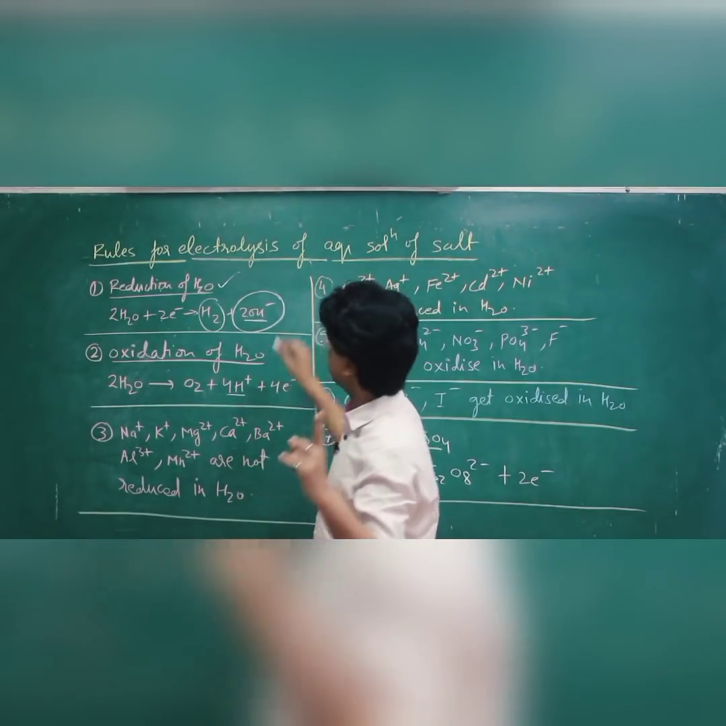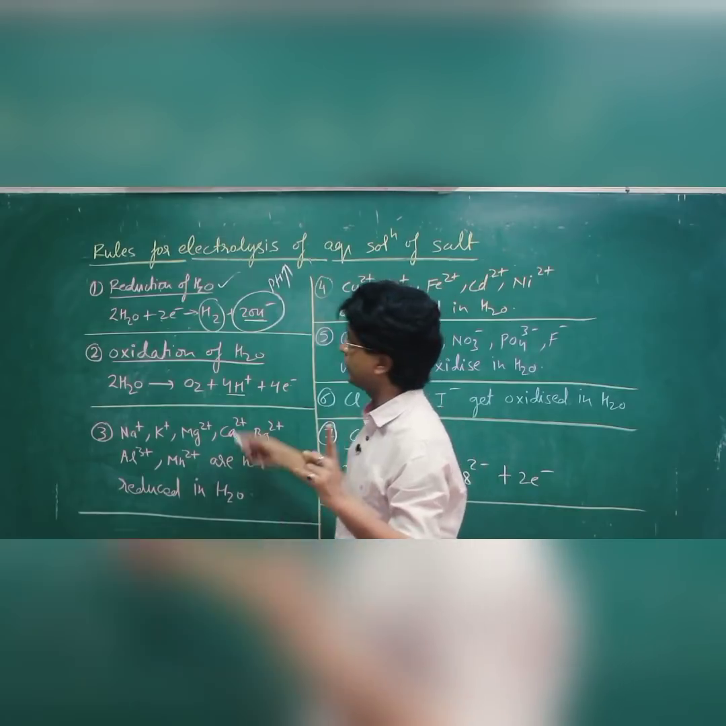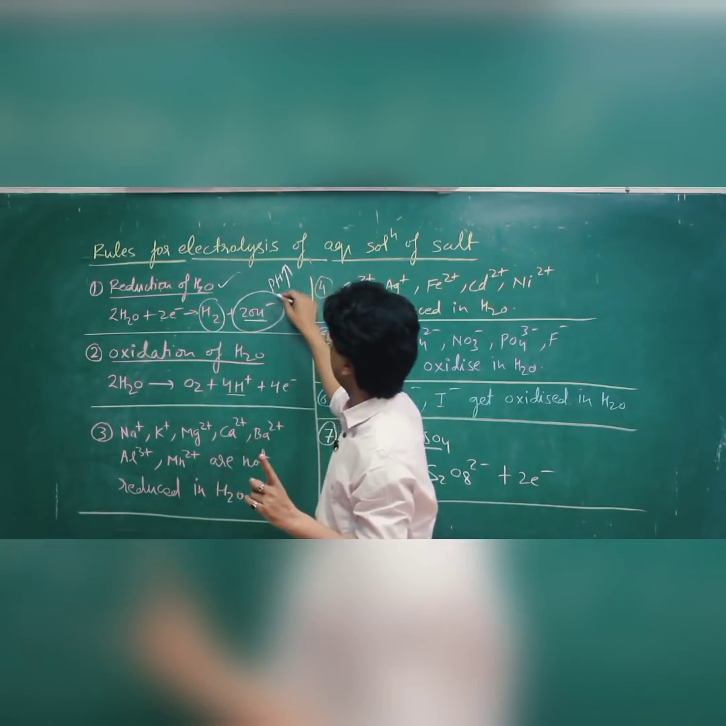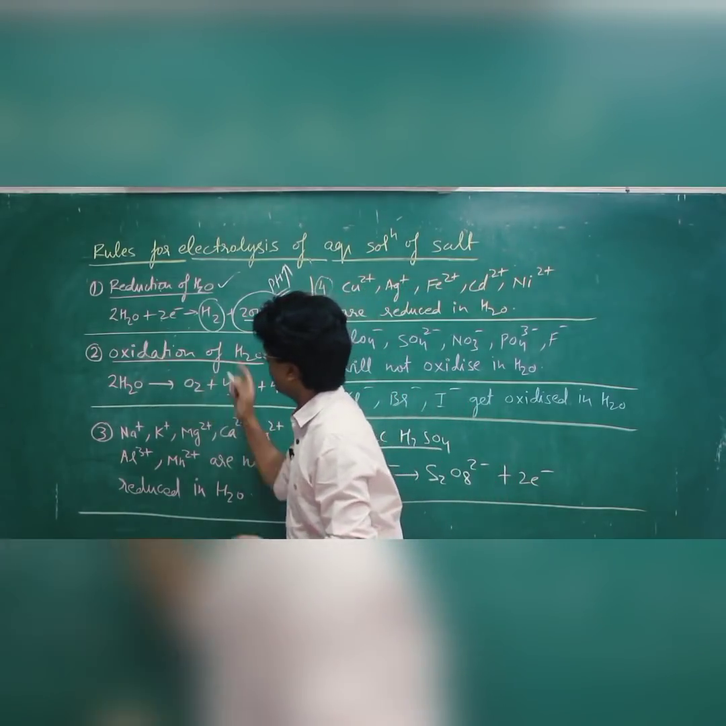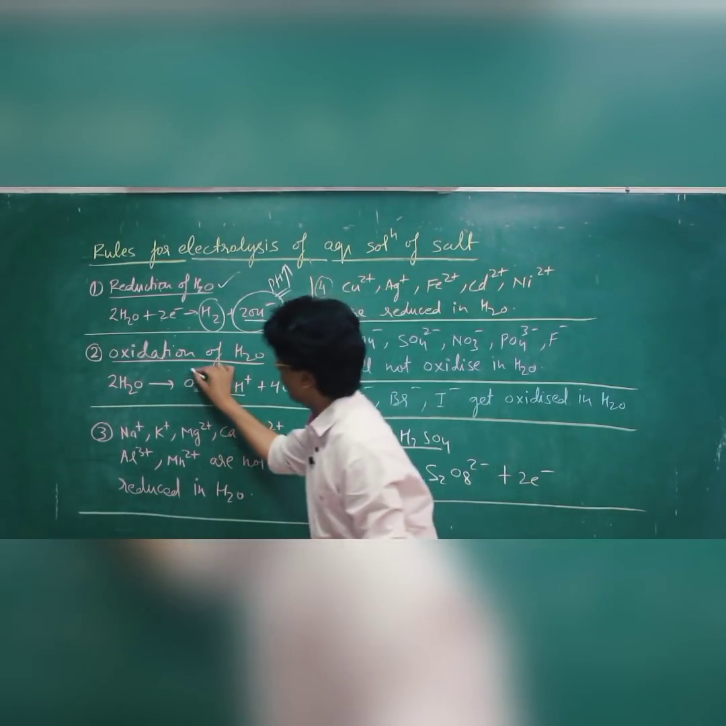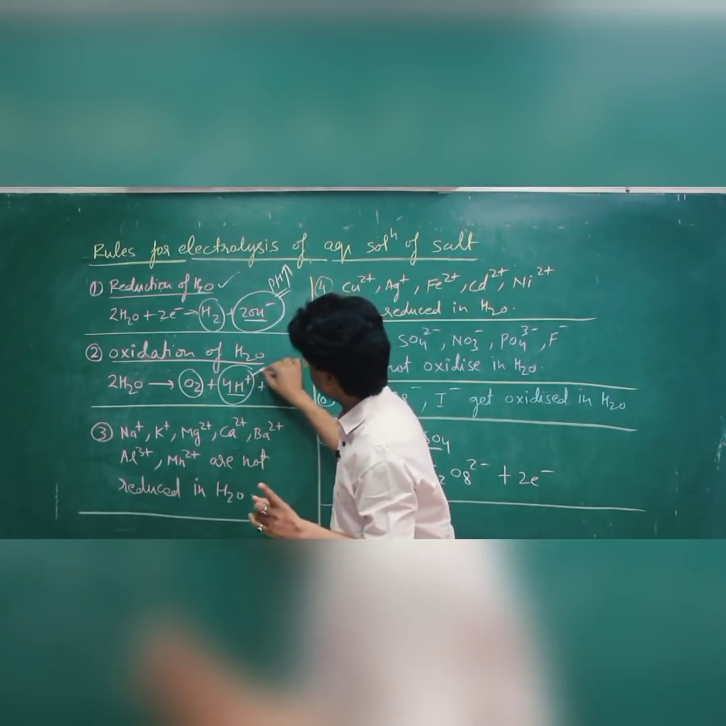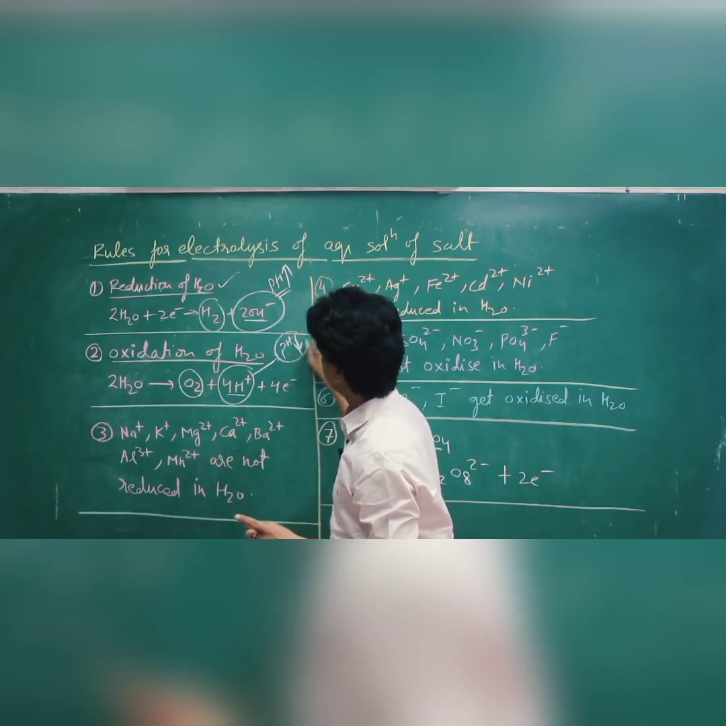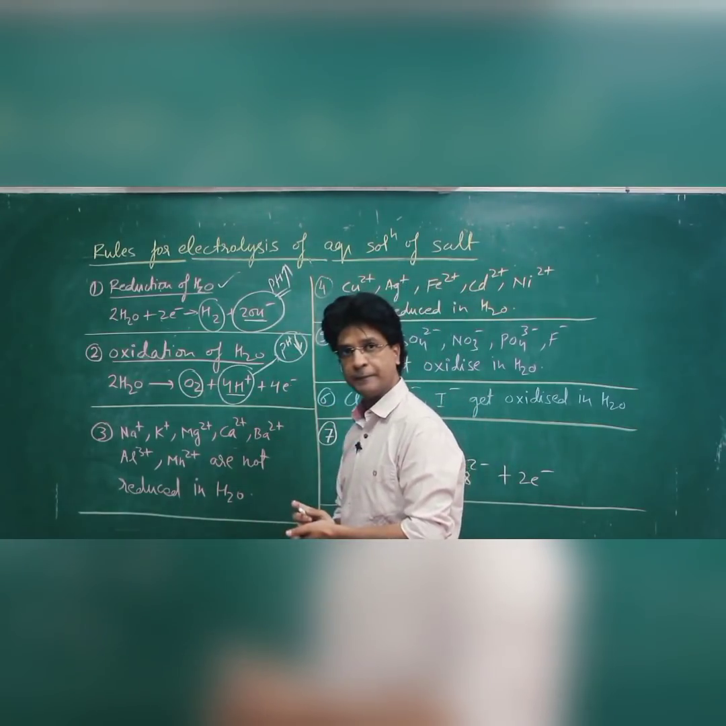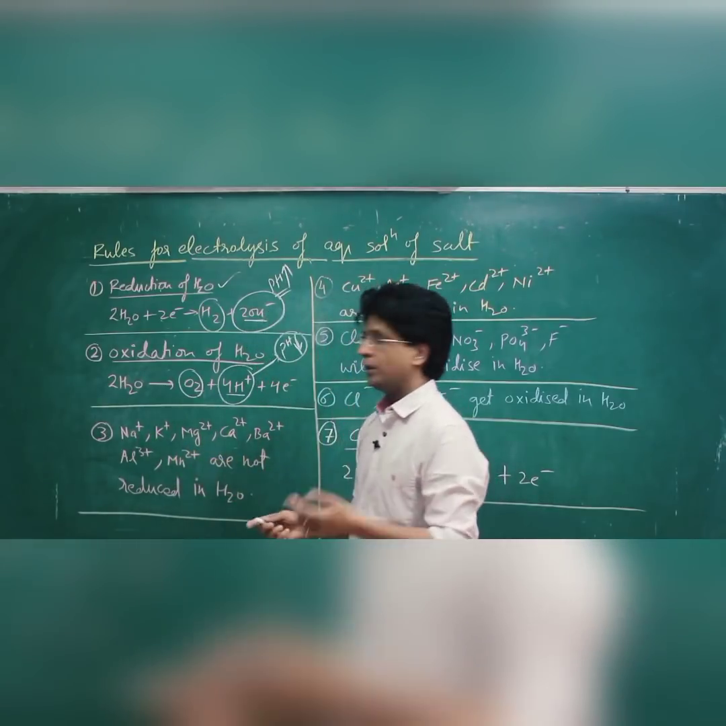When the solution becomes basic, pH will increase. Remember that, very important. Reduction of water will lead to an increase in pH. Basic solution you will get. Whenever water gets oxidized, you will get O2 and also H+ ions. That means the solution becomes acidic. That means pH will decrease. Solution becomes acidic. Okay. Now remember, this is very important.